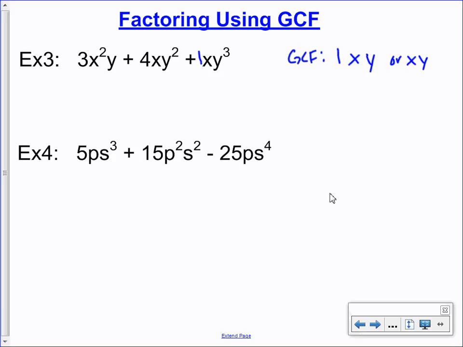GCF comes out of the distribution, and we're left with 3x plus y plus y squared.